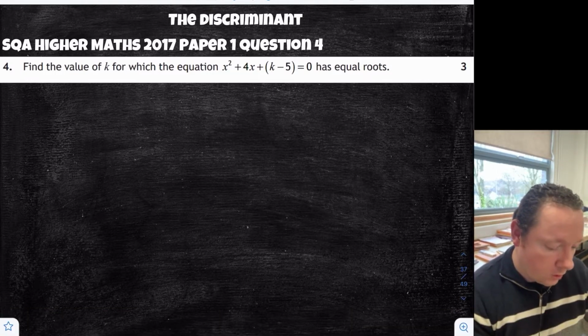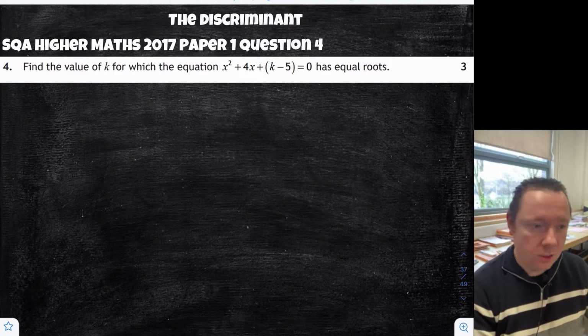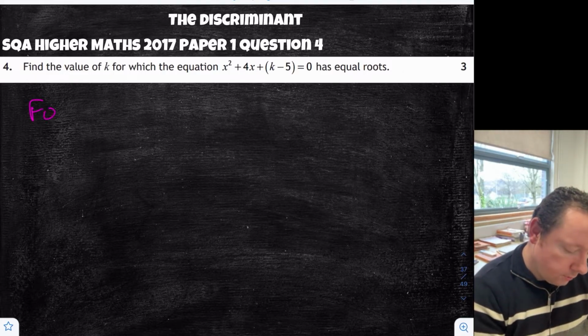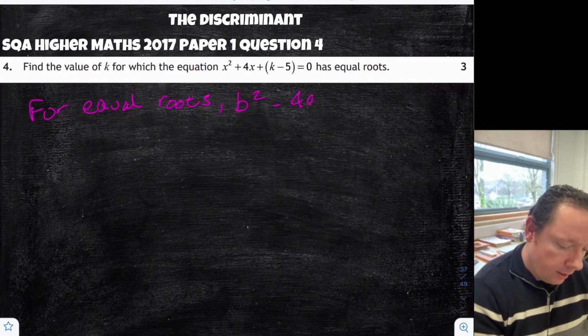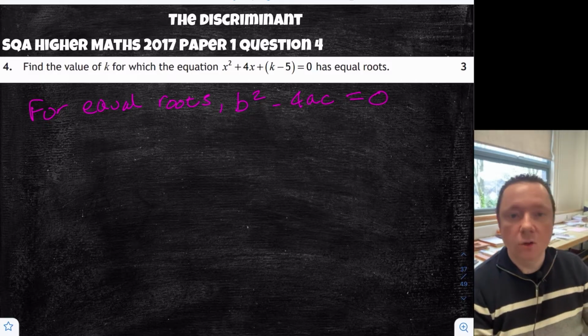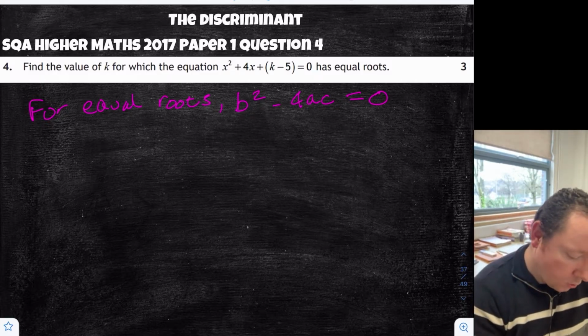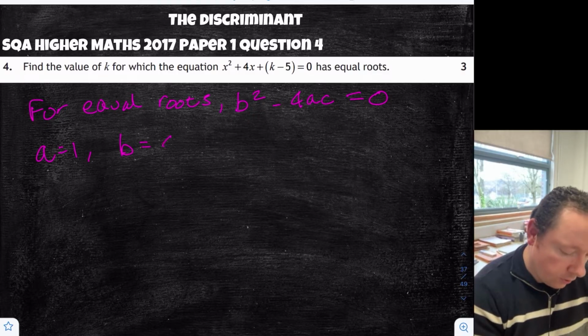Okay, the discriminant. SQA Higher Maths 2017, paper 1, question 4. Find the value of k for which the equation x squared plus 4x plus k minus 5 equals 0 has equal roots. So for equal roots, we should know that b squared minus 4ac equals 0. So let's just use that. So our a is 1, the number in front of x squared. Our b is 4, the number in front of x. And our c is what's on the end, k minus 5.